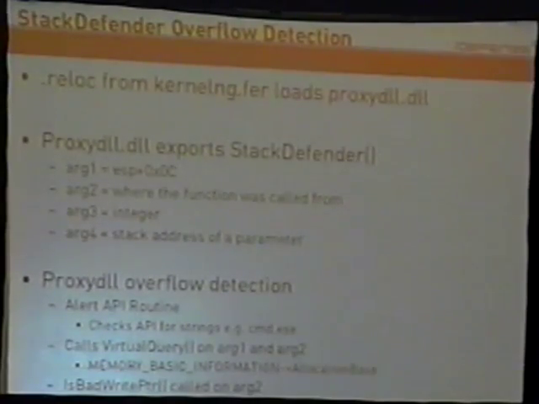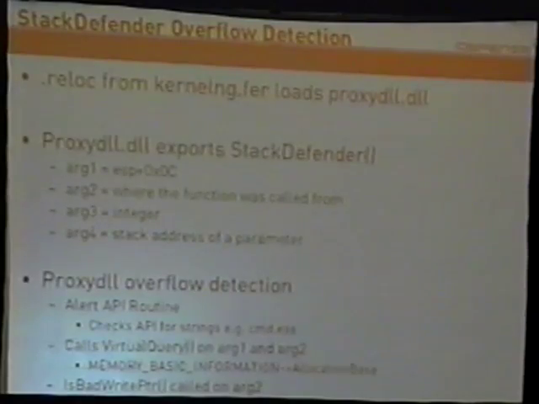The relocation section, the function stubs, are going to load proxy.dll.dll. I'm just going to call it proxy.dll because that extra DLL throws me off. Proxy.dll exports StackDefender, and StackDefender takes in 4 arguments. The first argument is a static stack address, so it's always going to be ESP plus 0C. Argument 2 is where the function was called from. This is the old EIP.